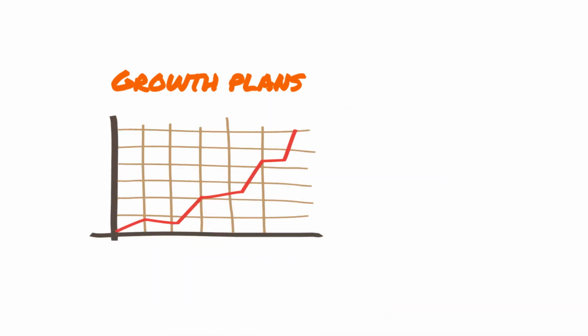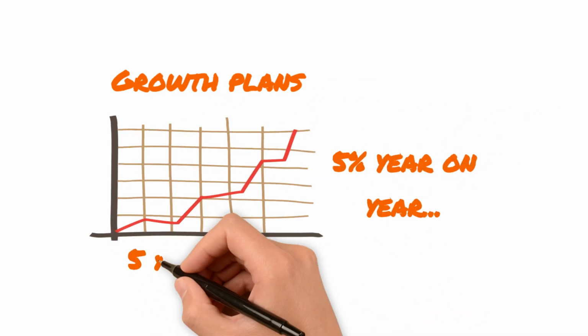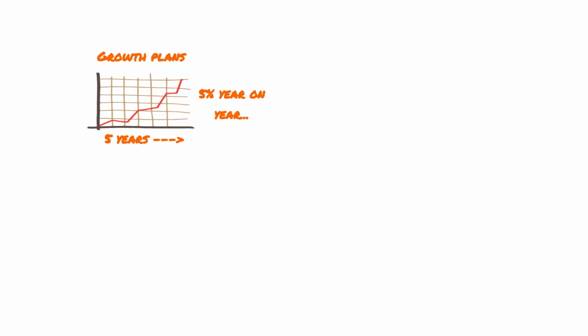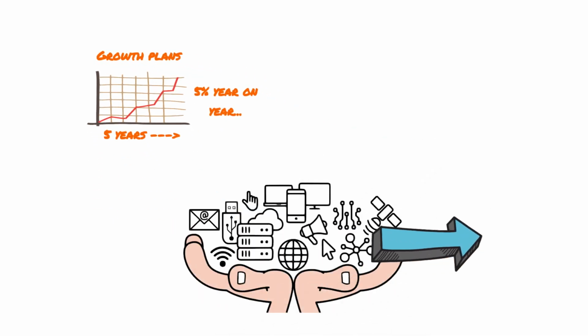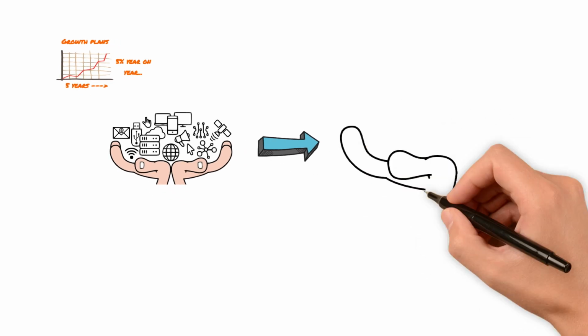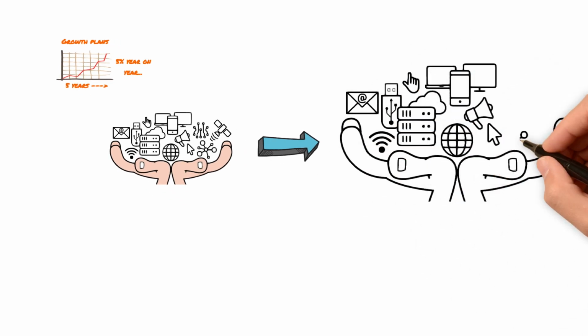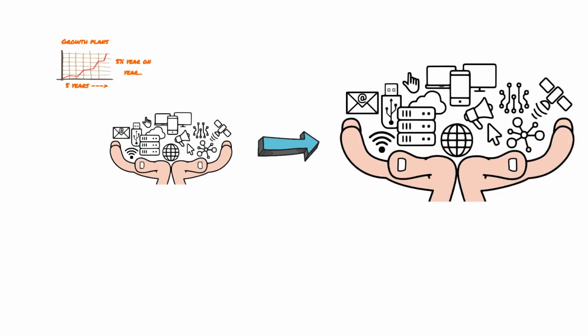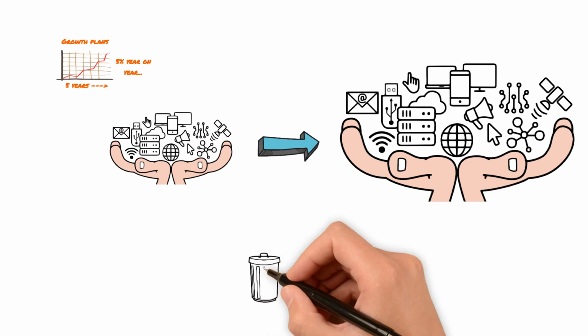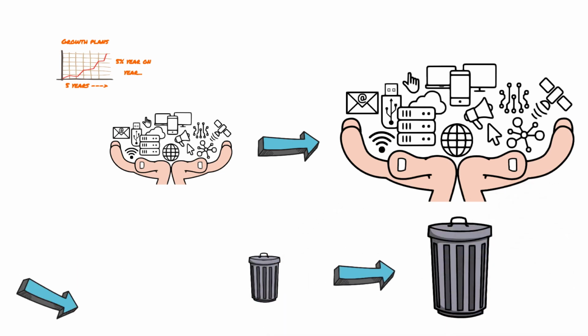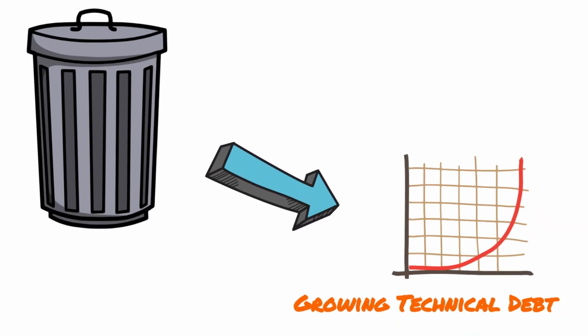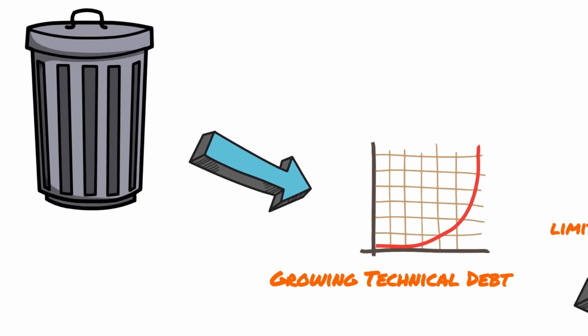As growth plans in our example are to grow 5% year on year for 5 years, the infrastructure must also grow at a rate to support it. Let's say in this example that the infrastructure must also grow at 5% to support the business growth. Because the infrastructure is growing, so is the technical debt that the existing processes allow to be introduced.